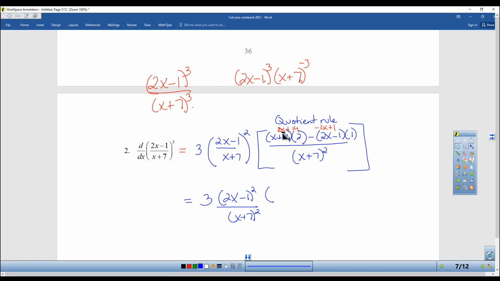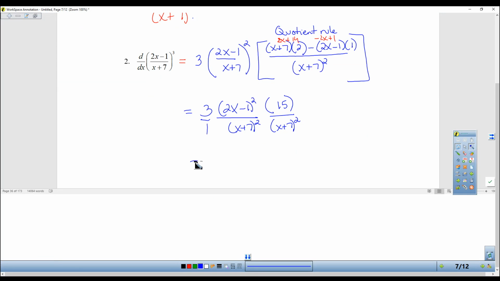And this numerator is 15, and this denominator is x plus 7 squared. That's 15 because the 2x and the minus 2x cancel. When you have a number, but everything else is a fraction, you can change the number to a fraction. And then you can multiply straight across the top and straight across the bottom.